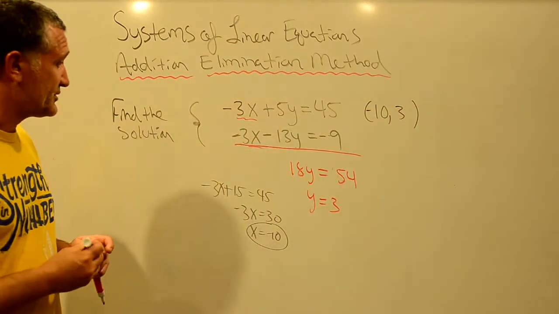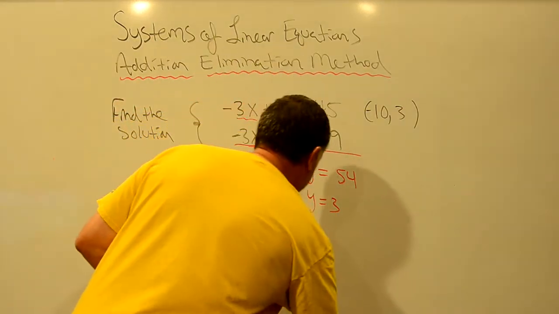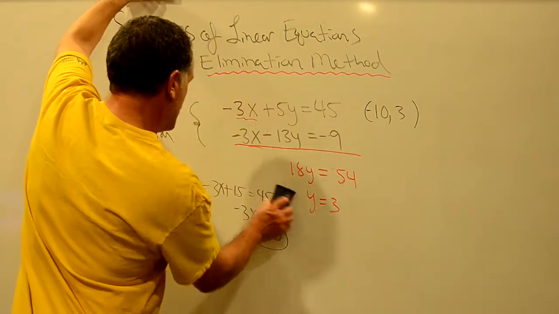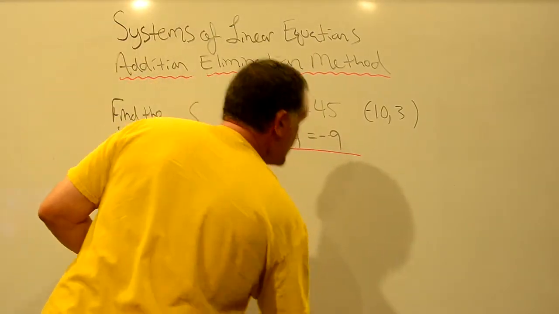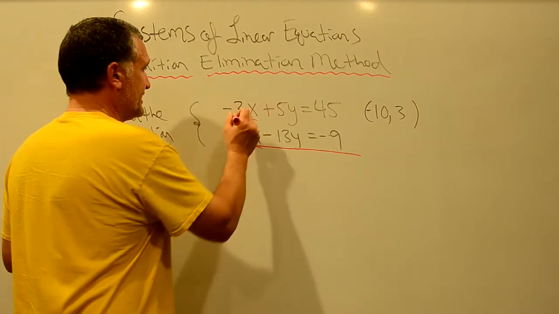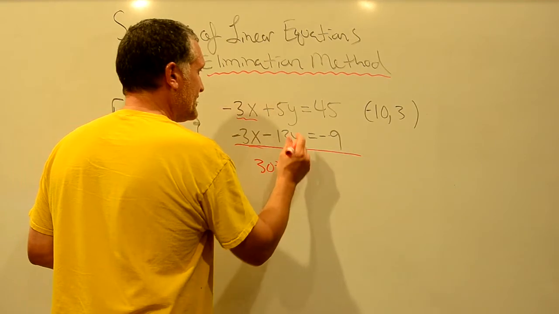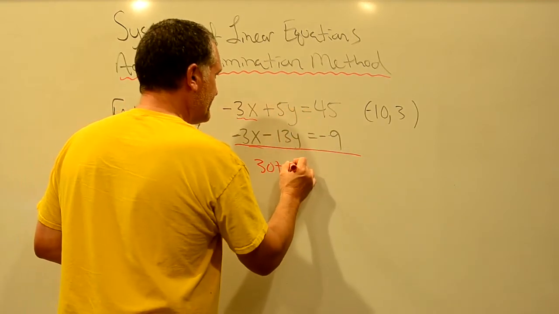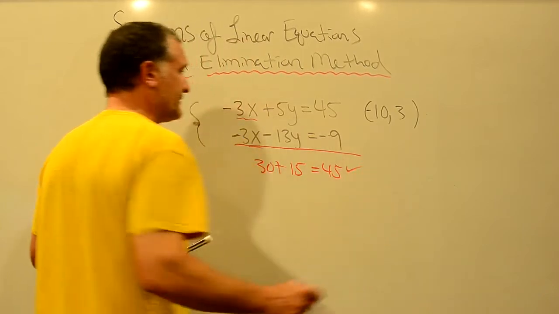So I'll go ahead and plug those in, make sure they work. Grab my eraser over here and erase this. I get a little bit of room to work. And here we go. What is negative 3 times negative 10? It's equal to 30. Plus, what is 5 times 3? 15. Does 30 plus 15 equal 45? Check in the first equation.